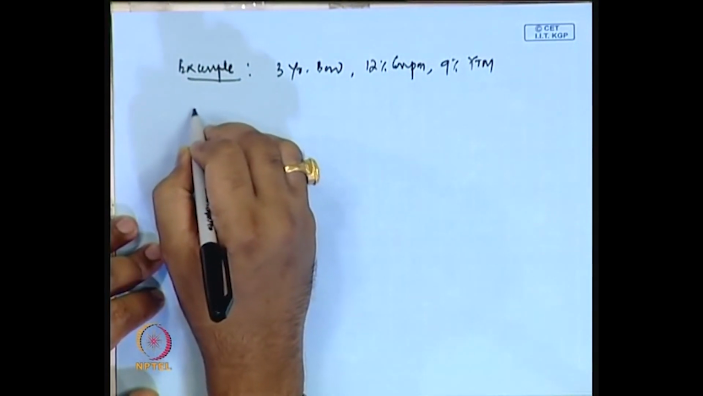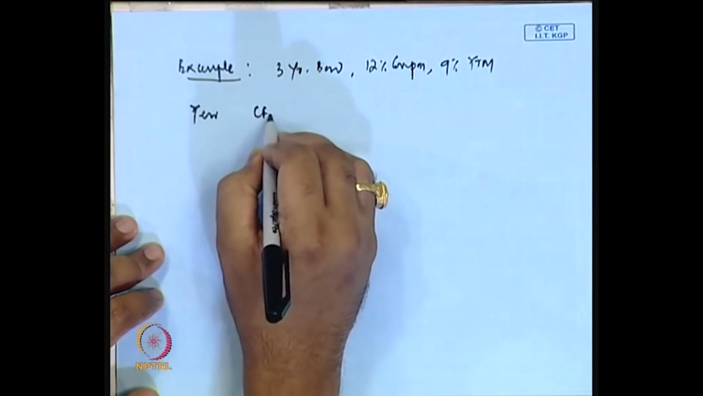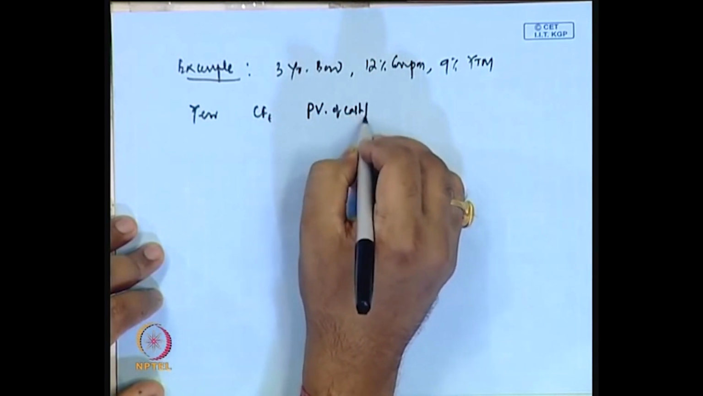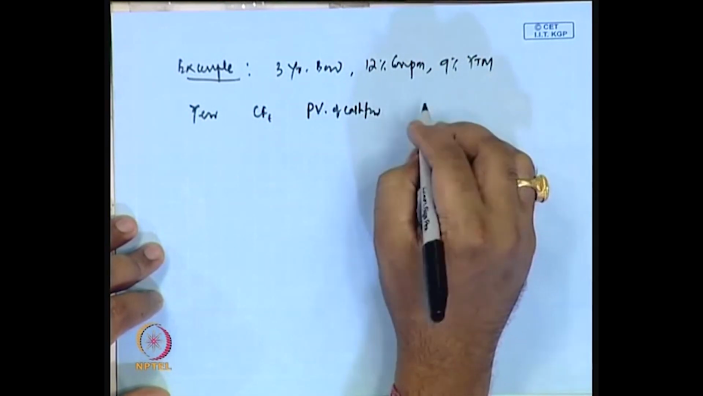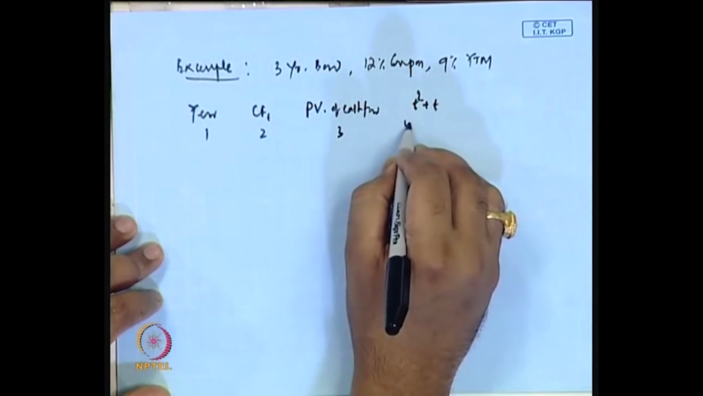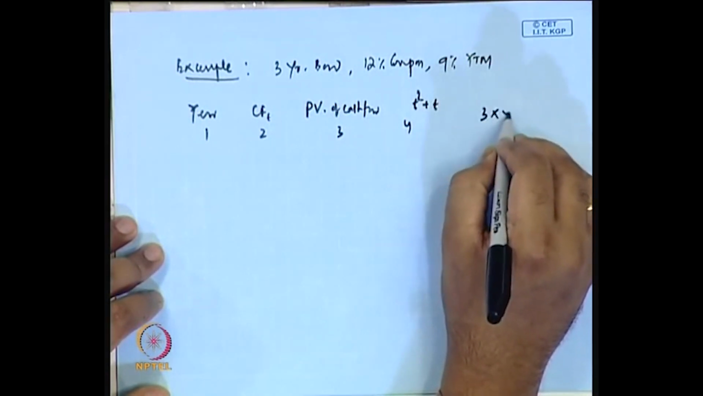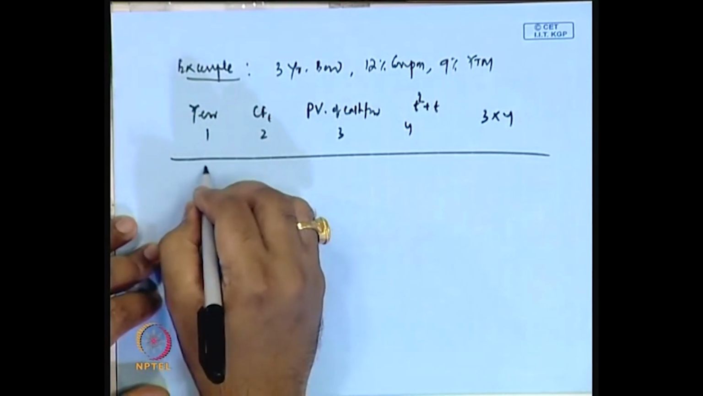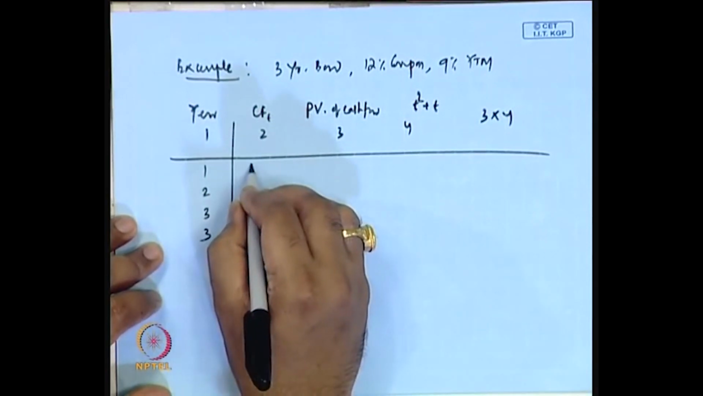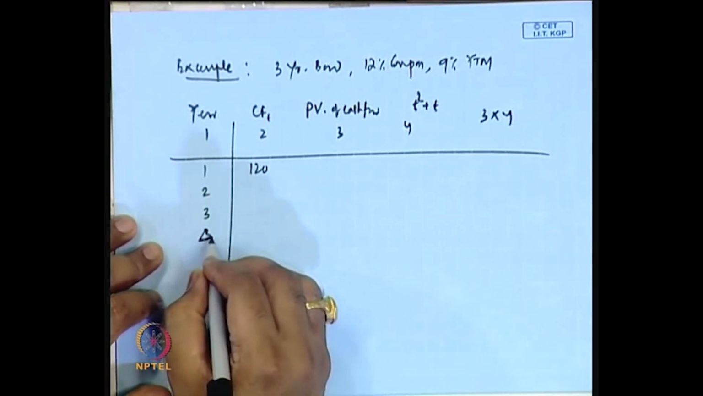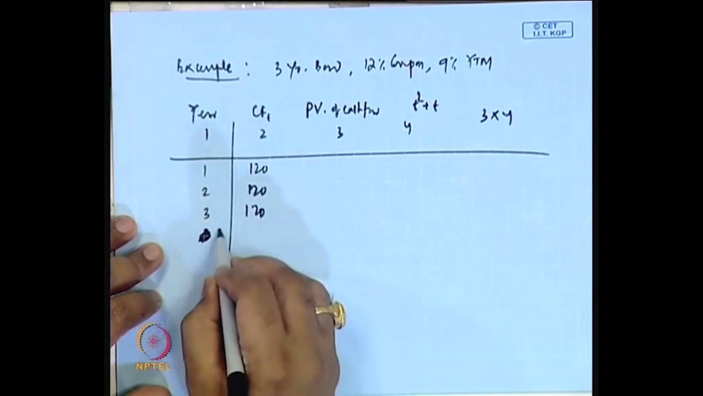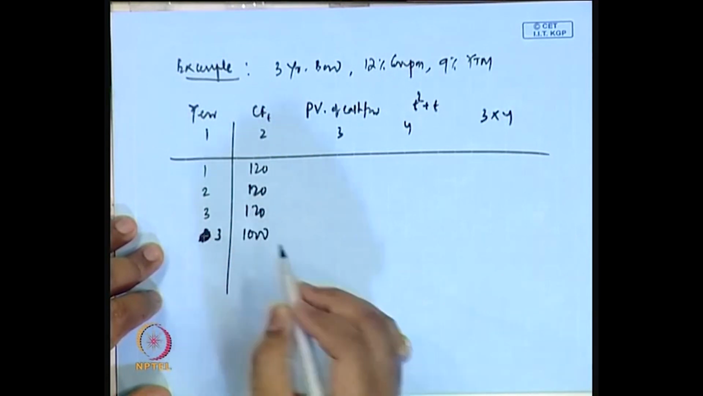Let this be your year, this is your cash flow, this is the present value of the cash flow, and this is t square plus t. The years are 1, 2, 3, and the t square plus t values are 2, 6, 12. For this 3-year bond, the cash flows are 120, 120, 120, and at the end the principal will be 1000.